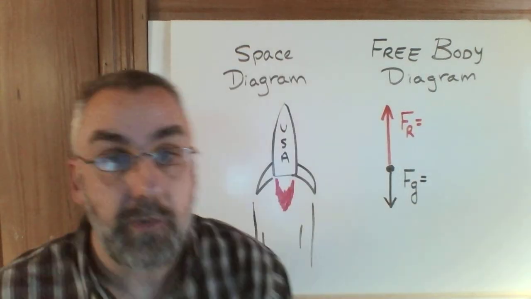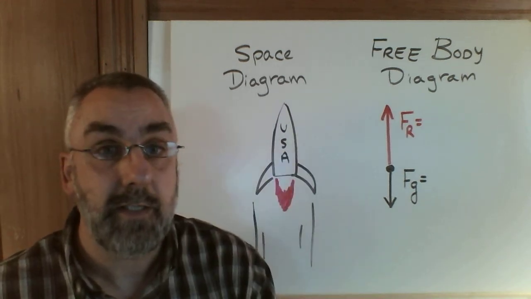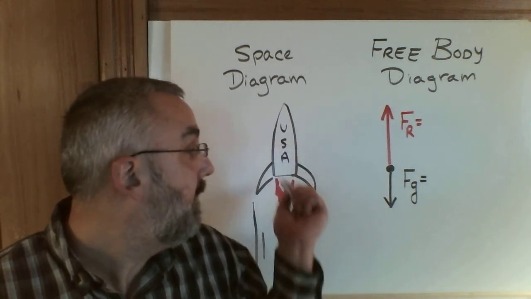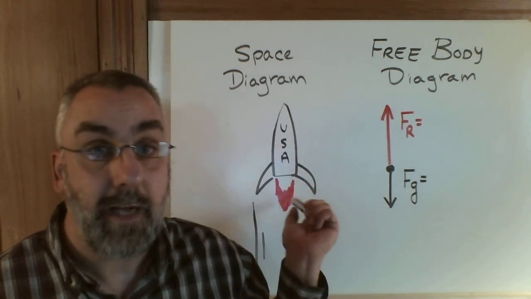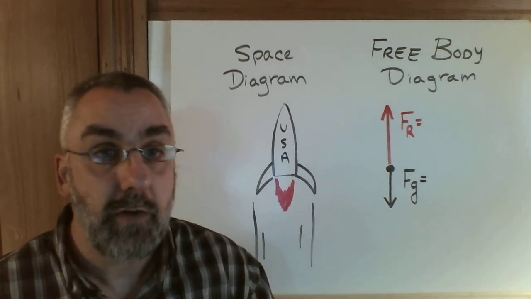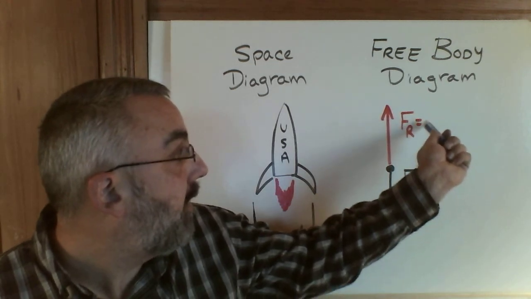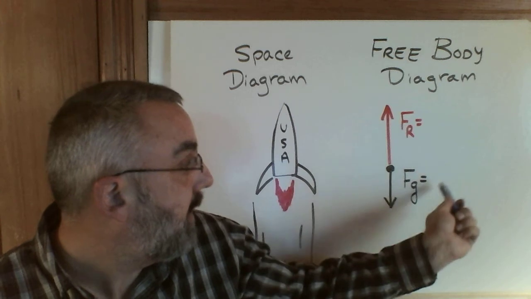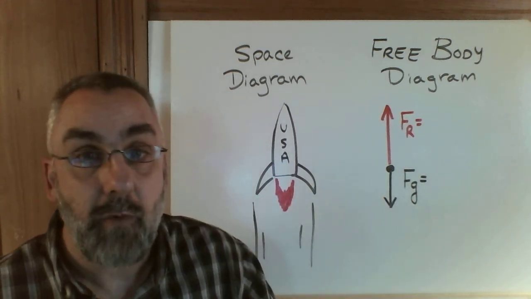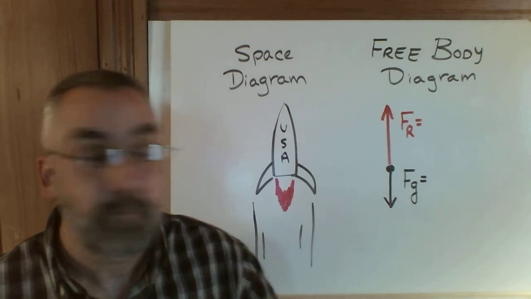Now I'd like you to draw two diagrams. First of all, just showing off my artistic skill, but this is a space diagram. It shows the rocket, and we have the force provided by the rocket engine right here. Next thing is a free body diagram where we're only going to show the forces that are acting on this rocket. And what we need are the force provided by the rocket engine and also the force of gravity. So I'd like you to take a moment and think about what values we would put in for those two variables.